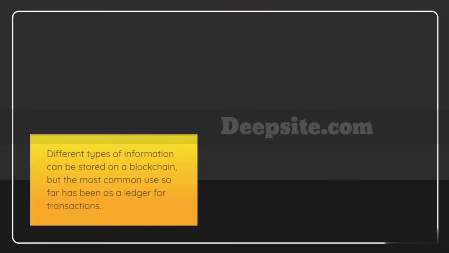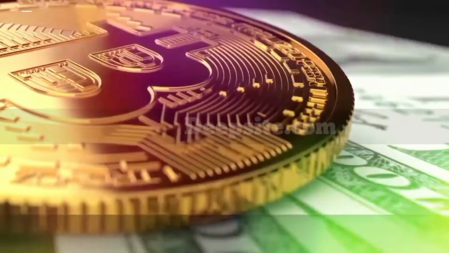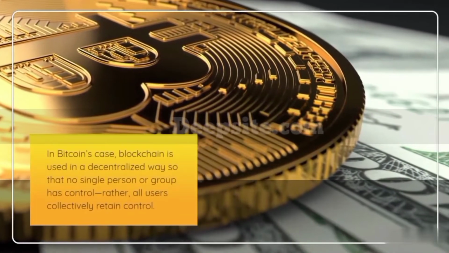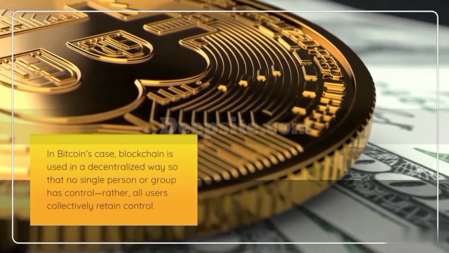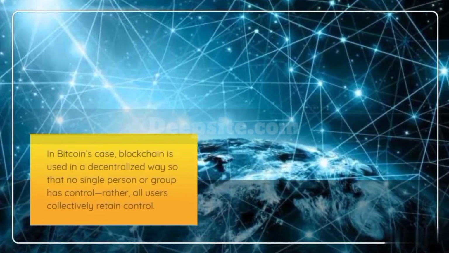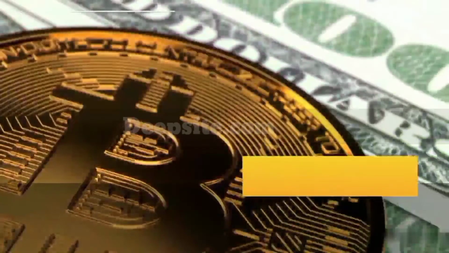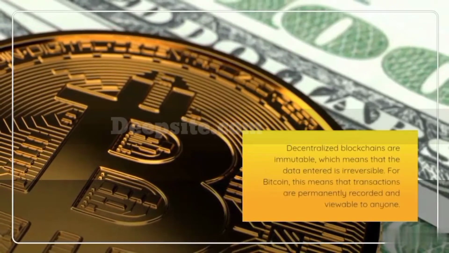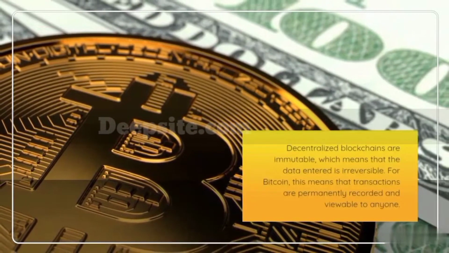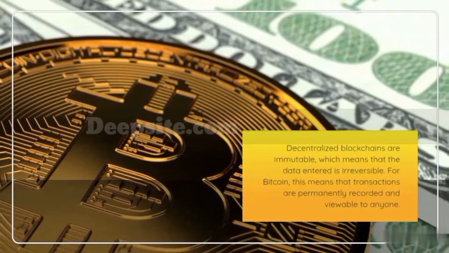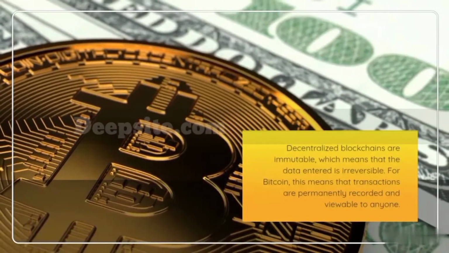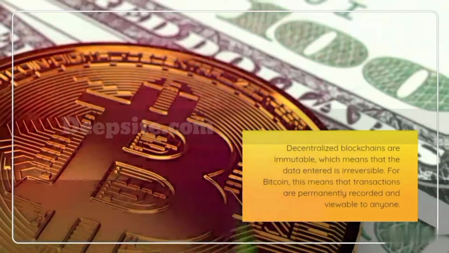Different types of information can be stored on a blockchain, but the most common use so far has been as a ledger for transactions. In Bitcoin's case, blockchain is used in a decentralized way so that no single person or group has control; rather, all users collectively retain control. Decentralized blockchains are immutable, which means that the data entered is irreversible. For Bitcoin, this means that transactions are permanently recorded and viewable to anyone.